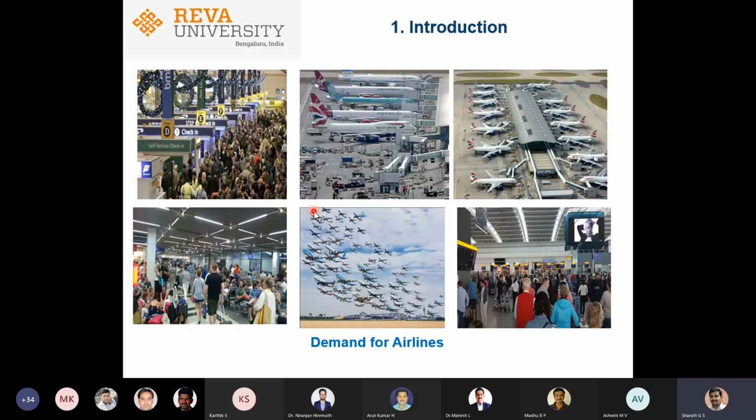If you see in this slide, there are a lot of people standing in the check-in lines. There are a lot of aircrafts parked on the tarmacs. There are a lot of people waiting in the waiting halls, and there are a lot of aircrafts in the air simultaneously. Though they may not be as close as it is shown over here, there are a lot of aircrafts which are in air. So what it indicates is there's a lot of demand for civil aviation and for civil transport and cargo operations.